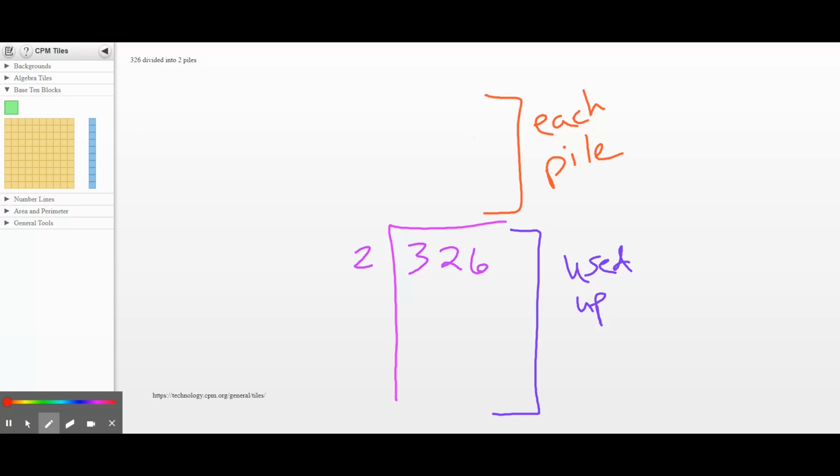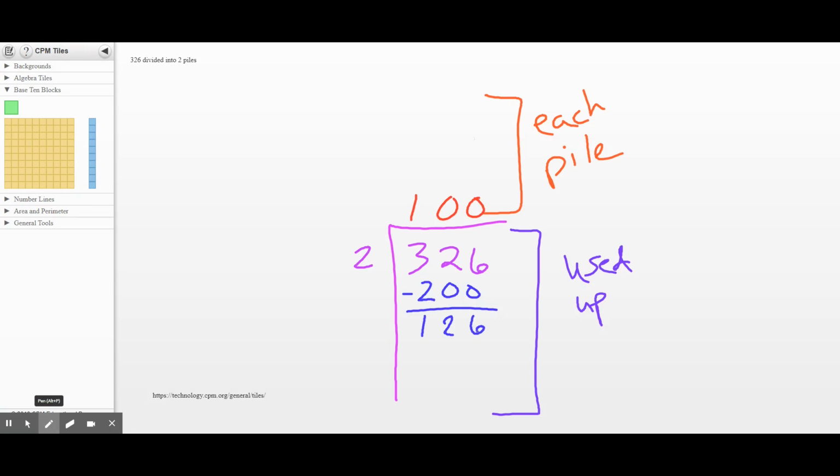So 3 100s would allow me to put 1 100 in each group and have 1 extra 100 that I can't deal with yet. So 1 100 in each group means each group has a value of 100. If I put 100 in the first group and 100 in the second group, I've used up a value of 200. 326 minus 200, well, that will leave me 1 100, 2 10s, and 6 1s.